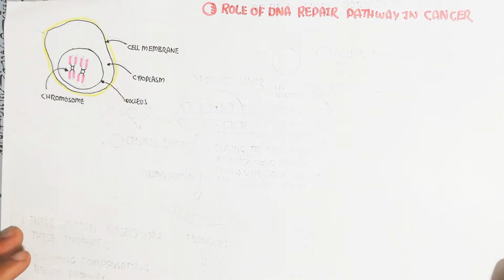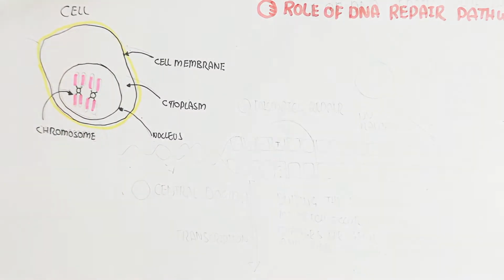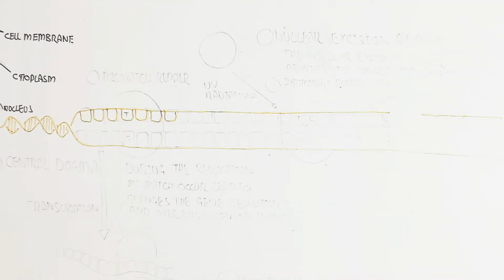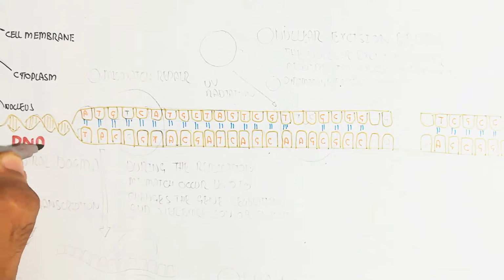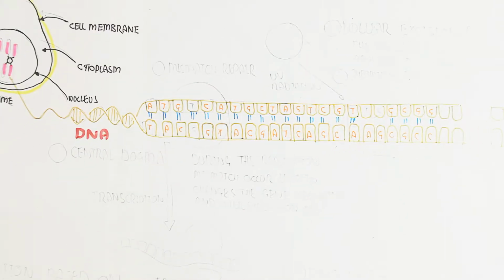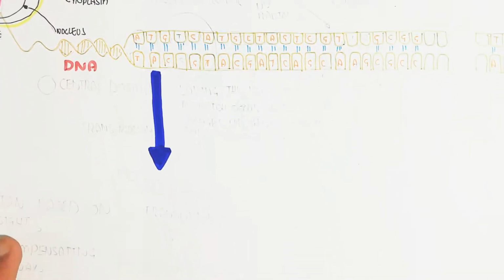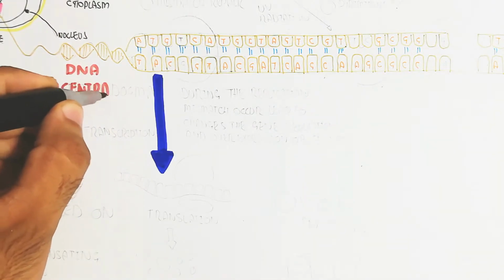So this is a cell which contains chromosomes, made of histone protein 60% and 40% DNA. Here I am drawing the DNA, which contains nitrogenous bases. Adenine always binds with thymine through hydrogen bonding as an anti-parallel strand, 5' to 3' and 3' to 5', and guanine with cytosine. So the DNA is here, and the central dogma for the production of protein starts with transcription.